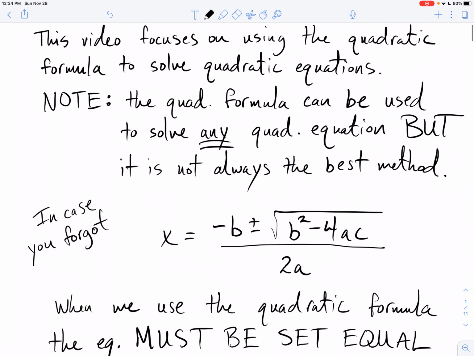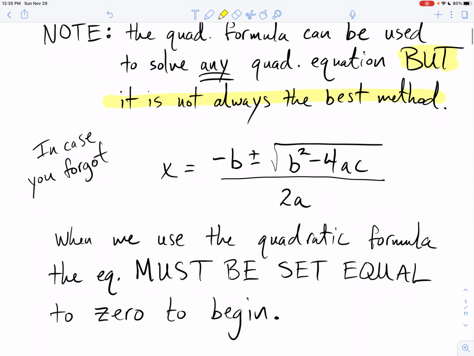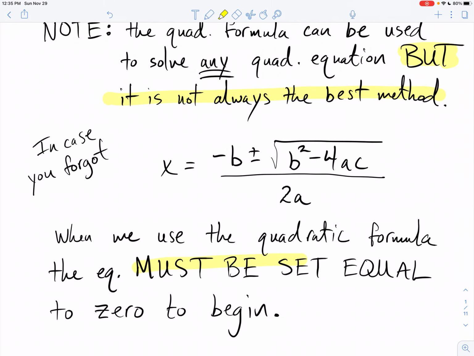This video focuses on using quadratic formula to solve quadratic equations. That's it, okay? And yes, the quadratic formula can be used to solve any equation, but it is not always the best method. Keep that in mind because the next video, I'm going to show you one of the shortcuts, and then I'm going to give you some practice problems. So just remember, when we use quadratic formula, you must be set equal to 0 to use it.